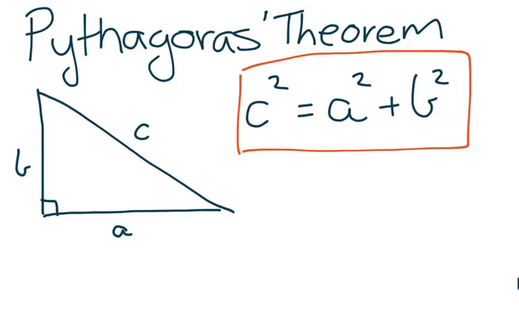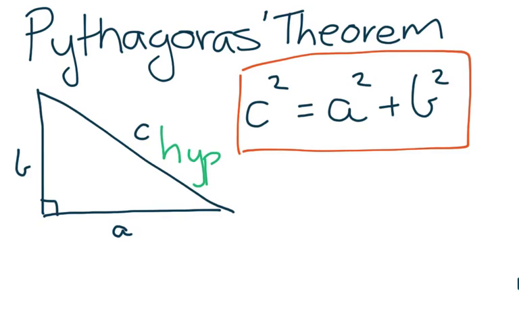Pythagoras' theorem is a concept that comes in the Year 9 curriculum, and it is all to do with measurement and right-angled triangles. Pythagoras was a Greek philosopher, and basically what he found was that the square of the hypotenuse, the longest side of a right-angled triangle, is equal to the sum of the squares of the shorter two sides. In simpler terms, that is c squared is equal to a squared plus b squared.